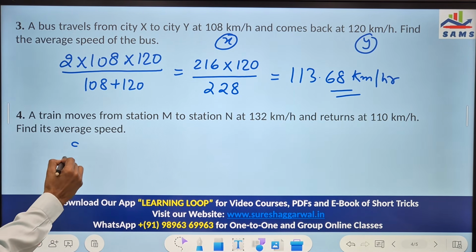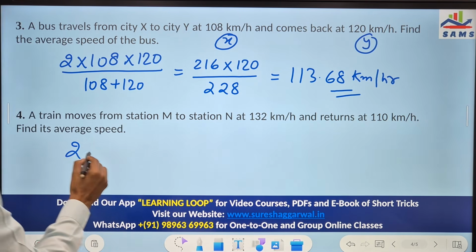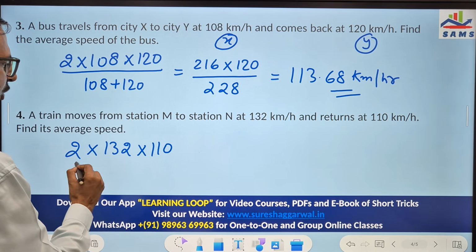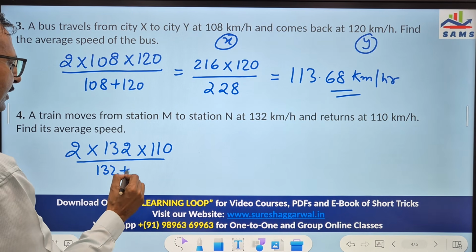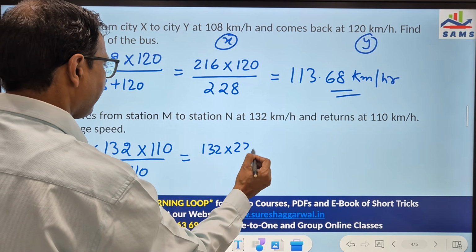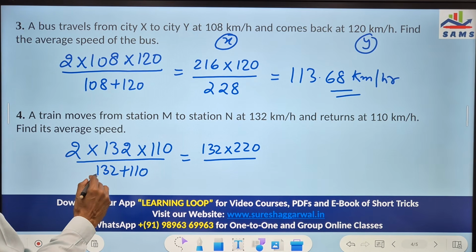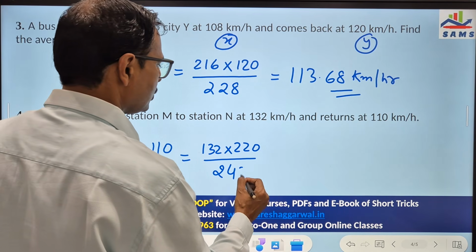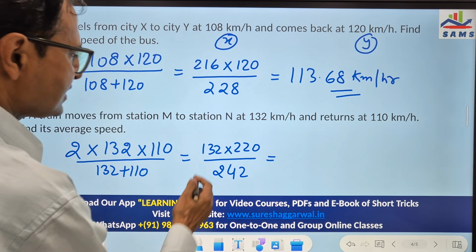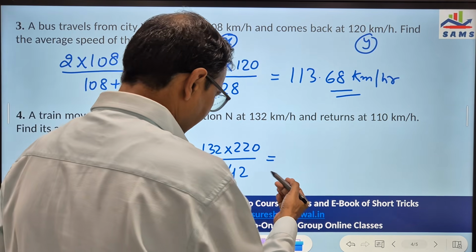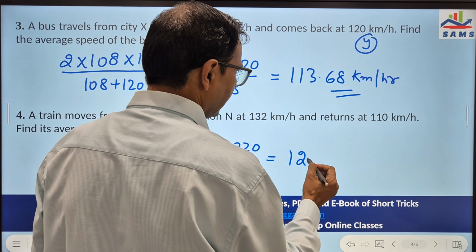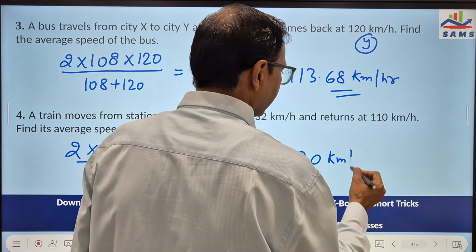Likewise, one more. So 2 times, what are the speeds? 132 and 110. Sounds like moving very fast. And product in the numerator and sum in the denominator, which will give you 132 times 220 upon 242. So once you cancel these and reduce it to the lowest form, I think this is getting cancelled smartly, and no decimals here, so this comes out to be 120 kilometer per hour.